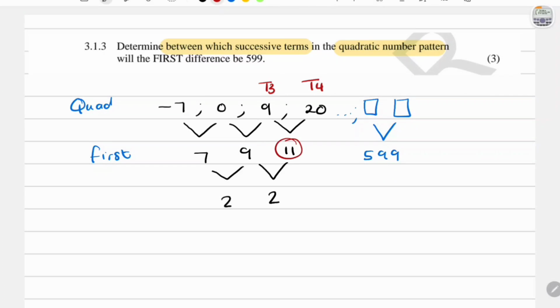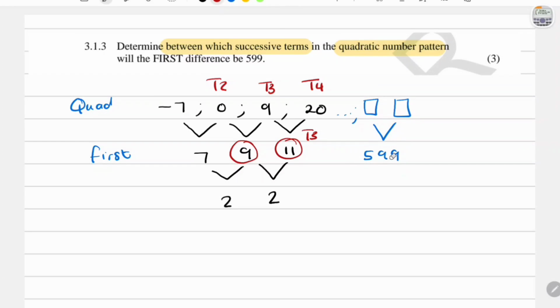But I also want you to notice something about this. Do you see that the term 11 in the first difference, this term is the 1, 2, 3, the third term. So the third term of the first difference is between the third term in the quadratic pattern and the fourth term in the quadratic pattern. Likewise, the second term in the first difference is between the second term in the quadratic pattern and the third term. So whatever we get here, the term number, it will be that same term number and then the one after it. Okay, so we can go ahead and find this.